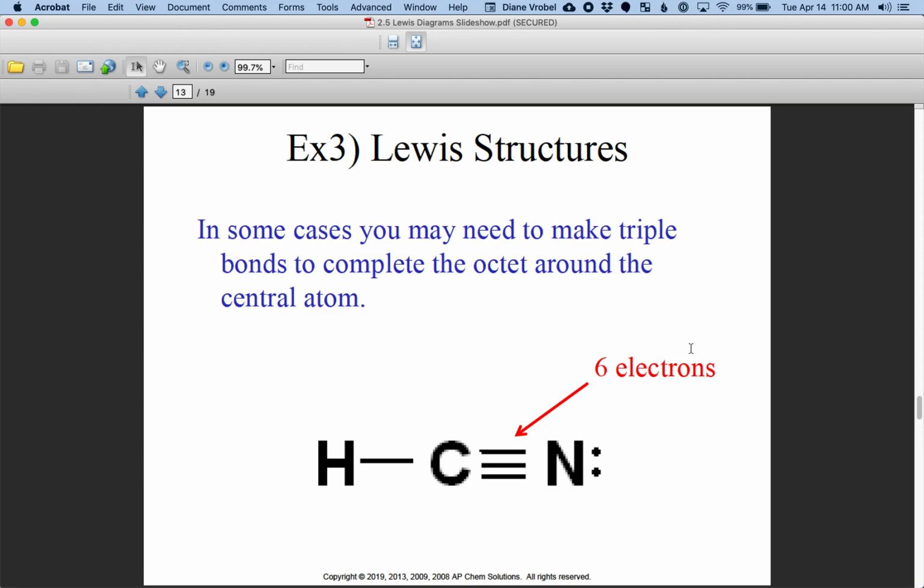Okay, here's an example where we might have to do a triple bond. So notice that hydrogen is on the periphery. It only needs 2 electrons, and it's perfectly fine with that. But carbon and nitrogen both want to have a full octet, and as a result, they have to share more electrons in order to get that full octet. And once again, carbon is in the middle. It only has 4 valence electrons, and you could argue that it's lower in electronegativity than nitrogen, so as a result, it is a central atom.